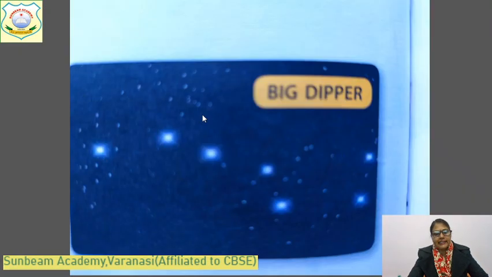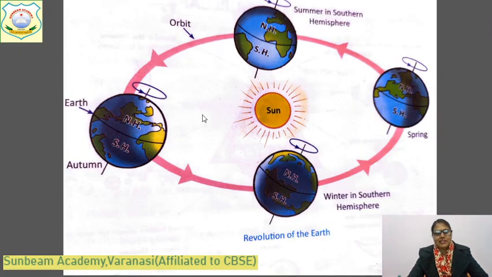And children, there is another type of movement that is called revolution. In this picture, you can see the movement of revolution. Here is the Sun and this is the Earth. The Earth is moving around the Sun. And how much time does it take in this movement? It takes 365 days and 6 hours. And what does it cause? It causes change in season on Earth.